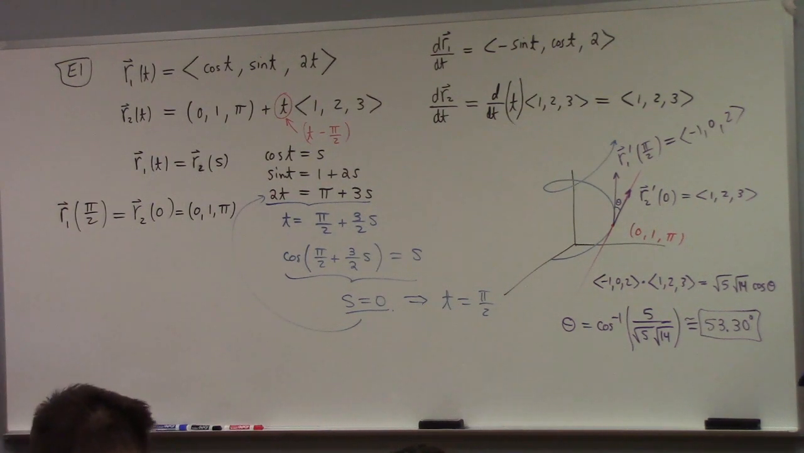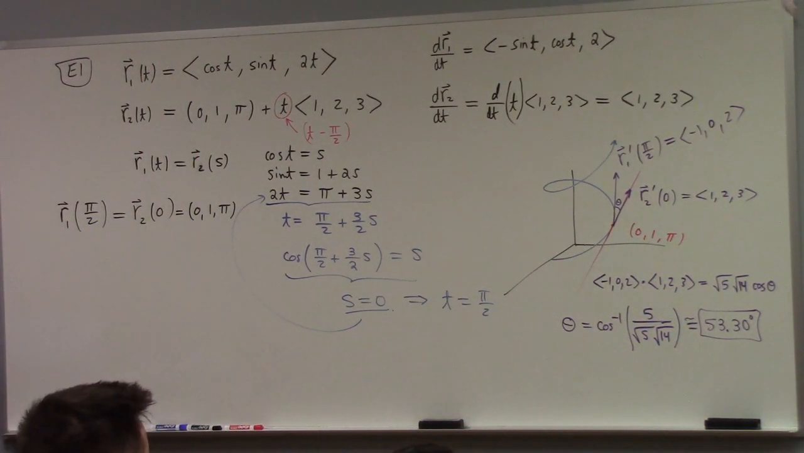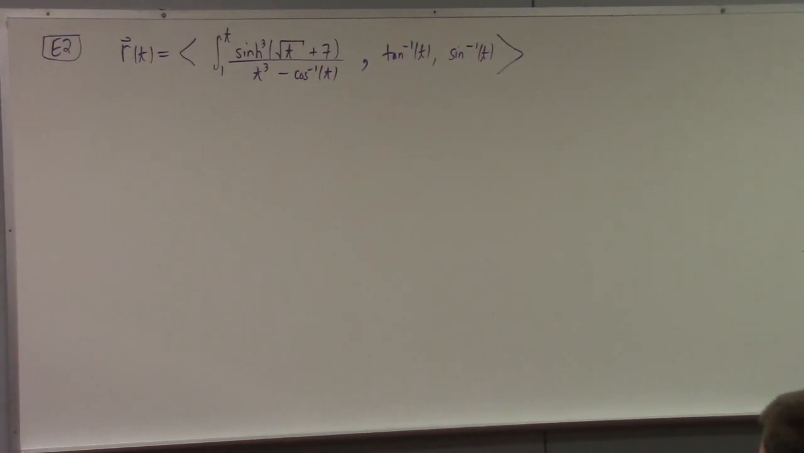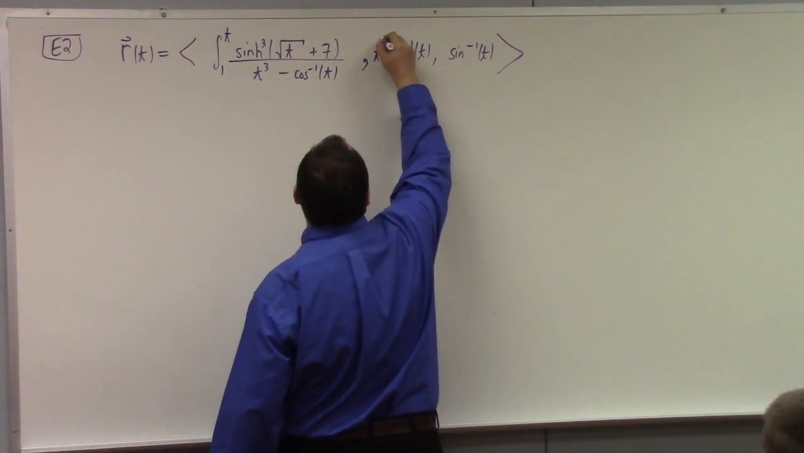Suppose we have r of t equal to, oh, I don't know, the integral from 1 to t of hyperbolic sinh cubed of the square root of t plus 7 divided by t cubed, minus cosine inverse of t. Comma, inverse tangent of t, comma, inverse sine of t. There, that's a pretty horrible path. I wouldn't advise graphing this. This is just for the purpose of reviewing your calculus 2, which you may be a little rusty on. There's one other thing I need to do to make it worse. Let's just slap a t squared right here. There, now it's really horrible.